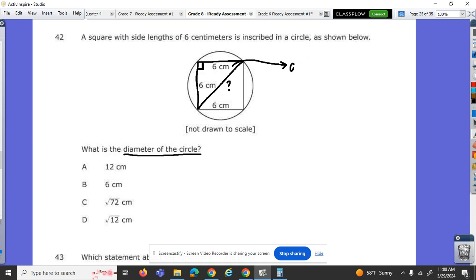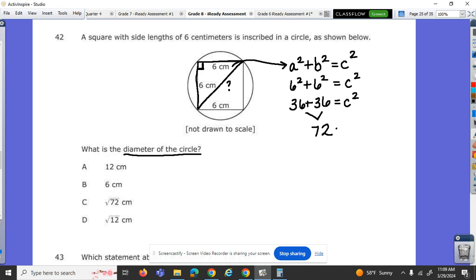So here we go. Let's pull in our Pythagorean theorem: a squared plus b squared equals c squared. So 6 squared plus 6 squared equals c squared. We know 6 times 6 is 36, and 36, so that would be 72. And we know the opposite of squaring is square rooting.